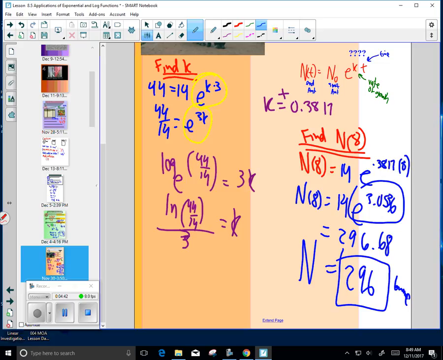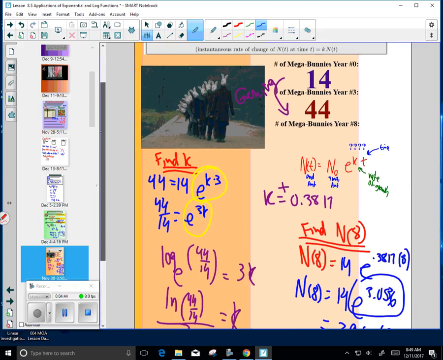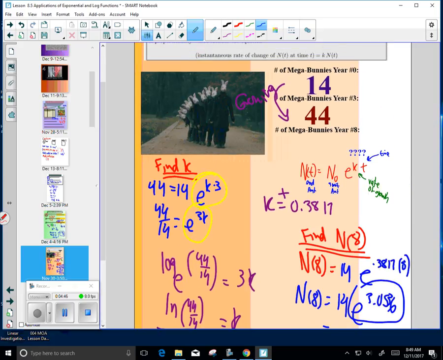So we did that in 2 steps. The first step, you started with an amount, you ended with an amount. That gives you the k value, the growth rate. Once we had the growth rate, we were looking for year 8. We plug all those in, N0, k, and t this time, and we found out how many bunnies there were. So that's definitely exponential growth.